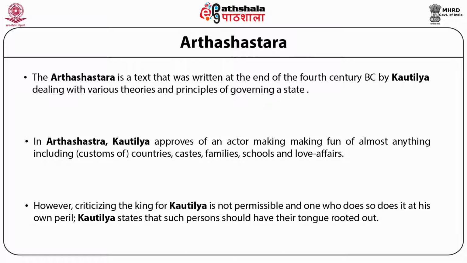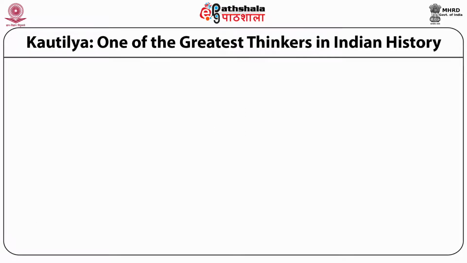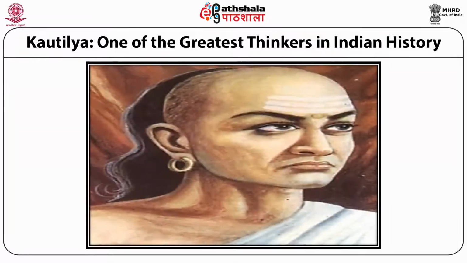He could make fun of the country, of various other countries, of the caste system, of various families, of the schools, of love affairs, of the personal, private lives of prominent citizens. But criticizing the king was impermissible. And Kautilya felt that one who criticizes the king does so at his own peril. Kautilya states that such persons should have their tongue rooted out. An extreme measure indeed.